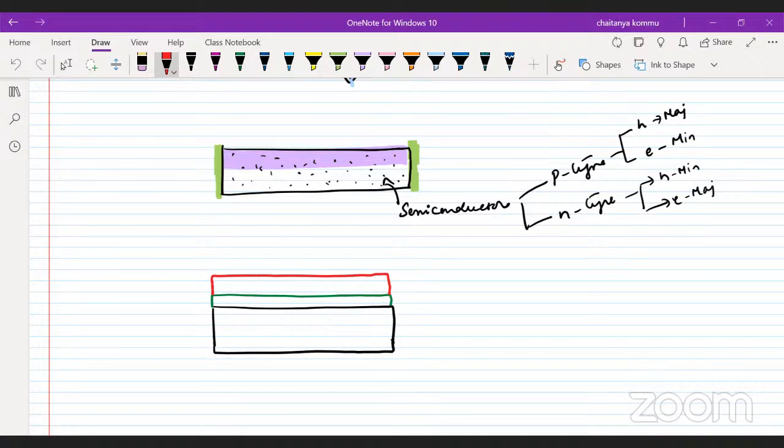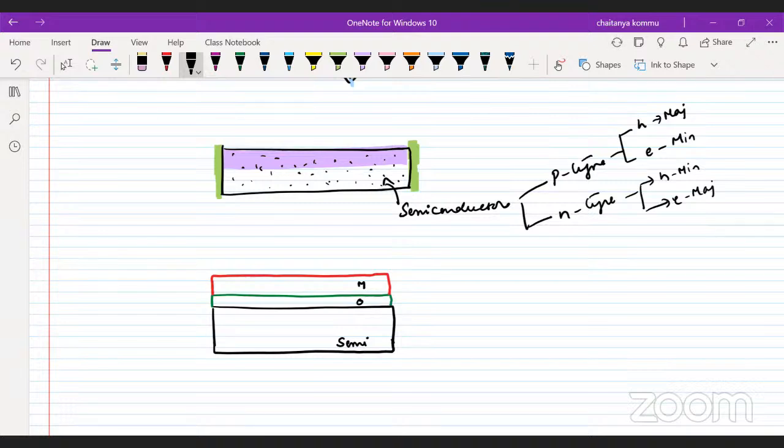Consider that this is the semiconductor. This is an oxide. We place a conductor here. The conductor is actually a metal. Metals are normally treated as conductors, so we use a metal there.